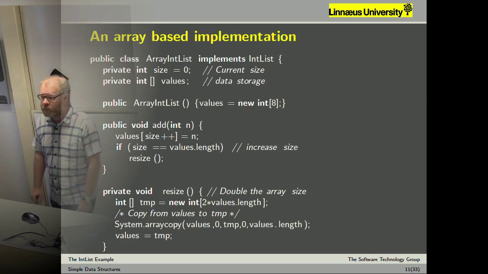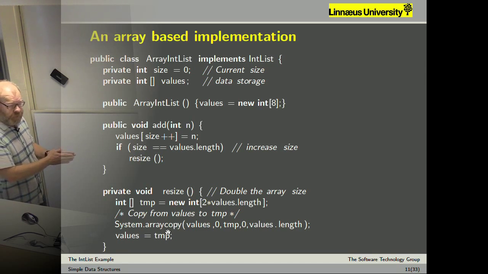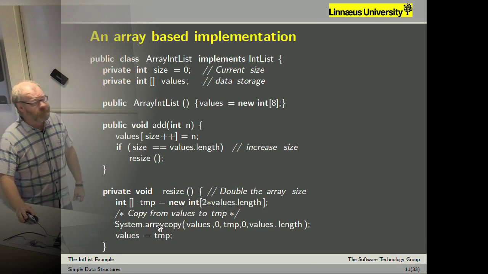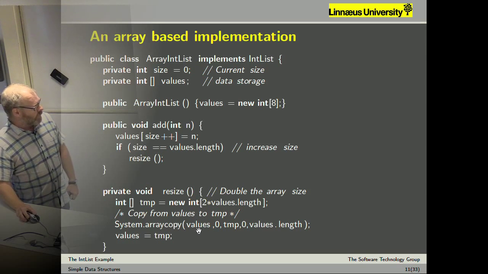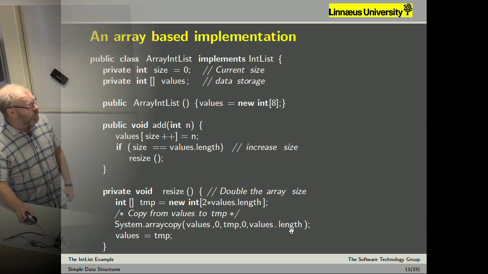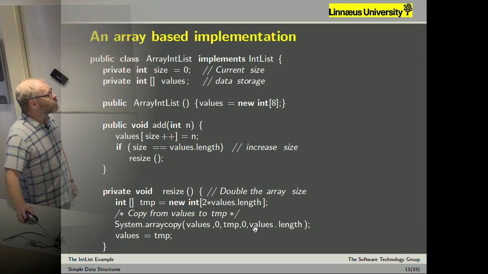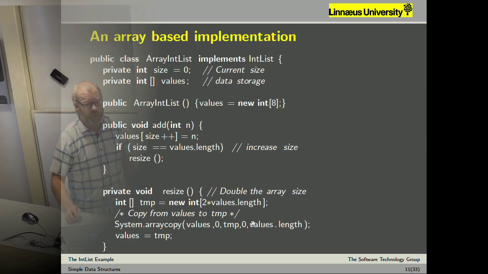Do you understand how it works? Have you seen this method? We could have had the for statement, iterating over all elements and moving them. But this one is a predefined method. It is slightly faster. It's a predefined method called arraycopy. It says, we should move elements from values to temp, starting in this position in values, starting in this position in temp, and these are the number of elements to be moved from one to the other. So it's a predefined method for moving elements from one array to another. Okay, do you understand the basic idea here, how it works?